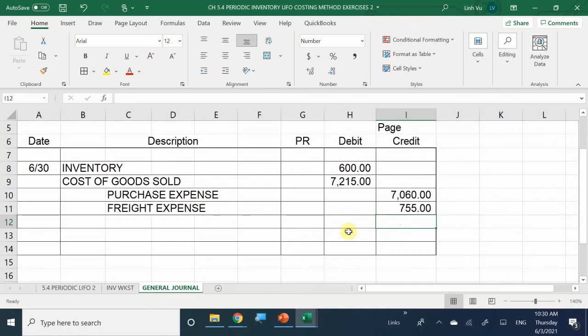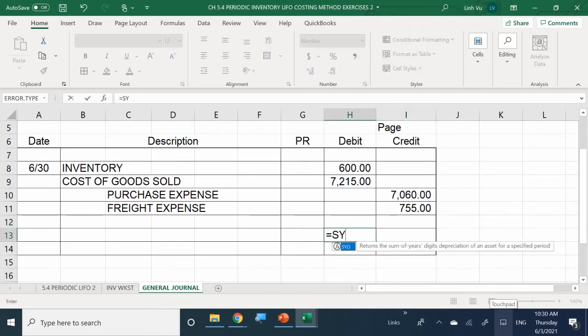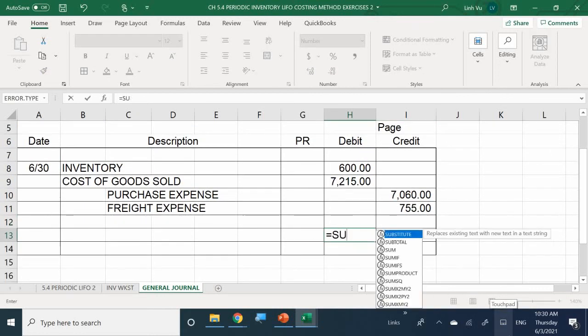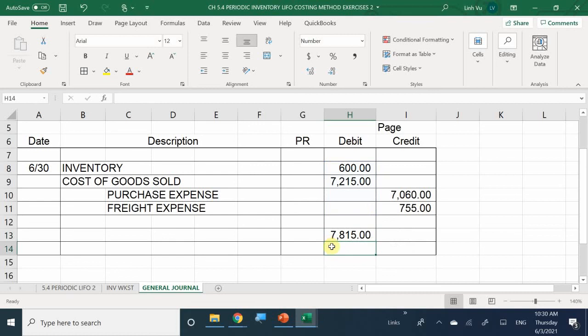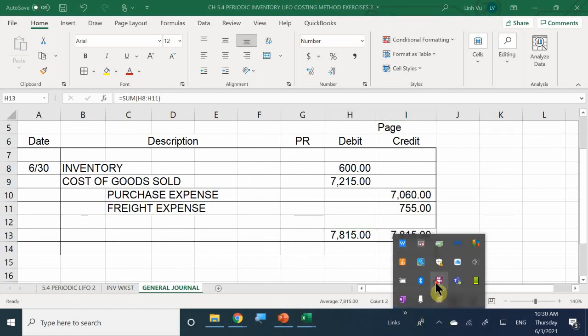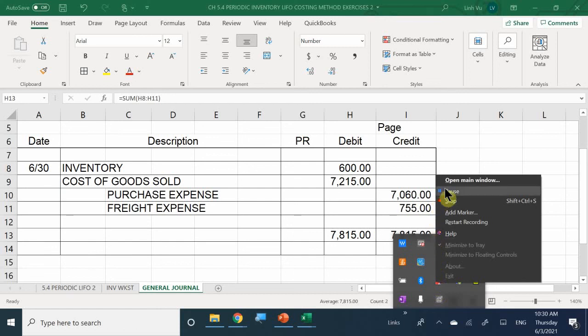Before I finish off the day, I'm going to make sure that my debits match my credits. So I have 7,815 on the left, 7,815 on the right. All right. Good job, everybody. So, yeah. Any questions in regards to learning LIFO?